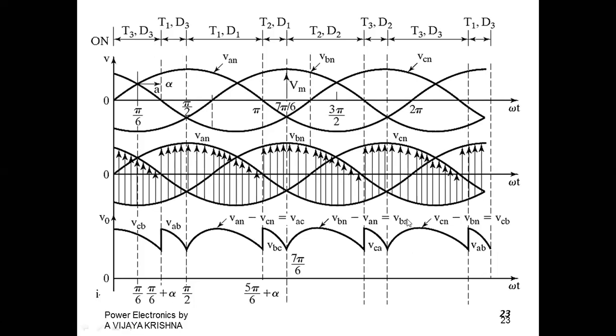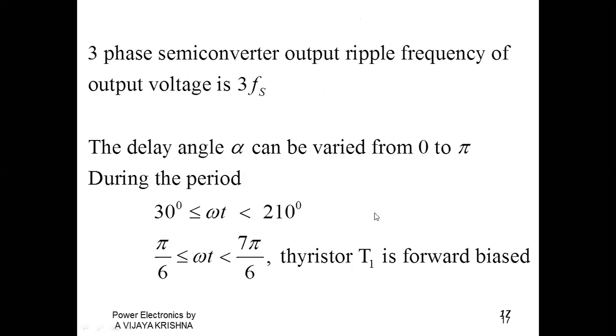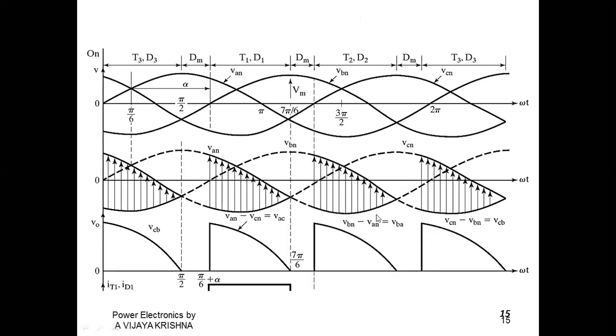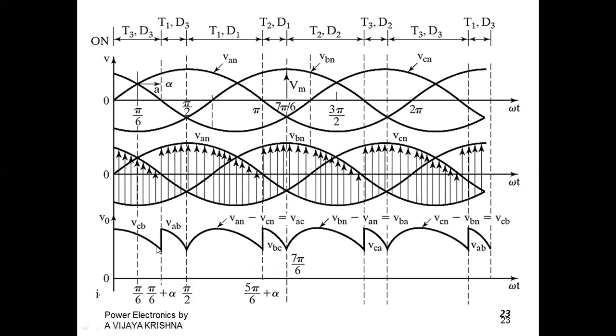And it will be seen that for alpha greater than or equal to 60 degrees, the voltage pulses VAB, VBC and VCA are eliminated. These are observed from the previous waveforms. Here the voltage goes to zero. Next, if you observe here, this is not coming towards zero. That is the difference when the firing angle alpha changes.